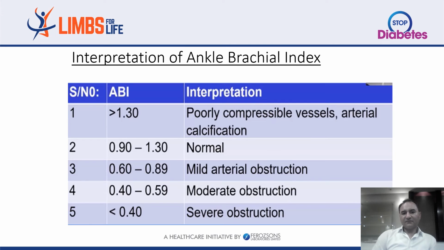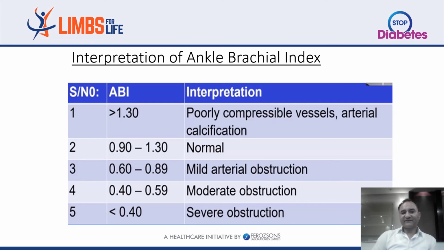So we have to stratify the patients according to the result of the ankle brachial index. If the patient is between 0.9 and 1.3, then you can say that the patient has normal perfusion in the tissue. And from 0.6 to 0.89, you've got mild PAD. From 0.4 to 0.59, you have a moderate obstruction, and less than 0.4 is denoted as a severe obstruction.